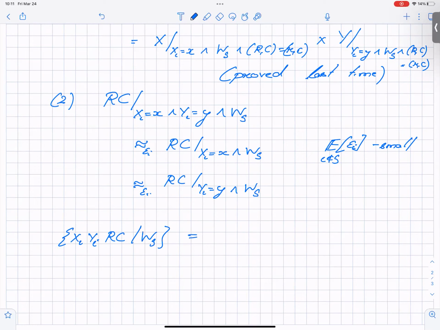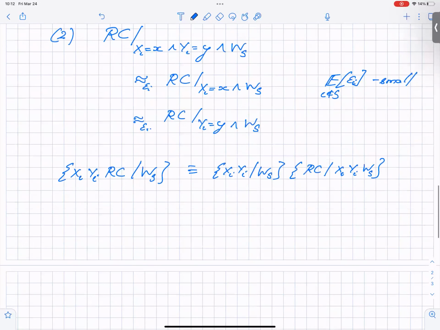This is identical to first sampling xi, yi conditioned on ws, and then sampling RC conditioned on xi, yi, and ws. This is the notation I'm following. But now we showed last time, I'll recall the claim, that xi, yi conditioned on ws is almost the same as the distribution xi, yi for a random coordinate.